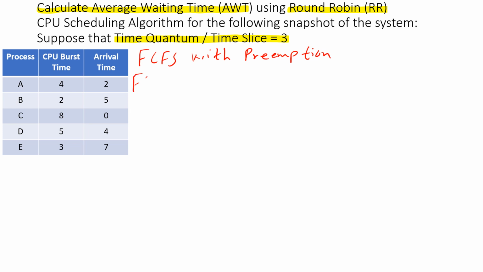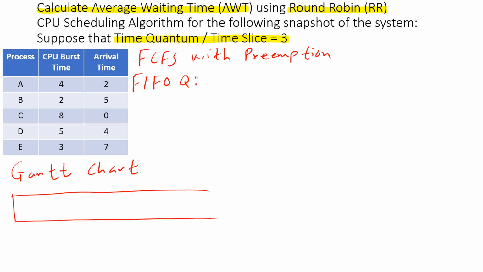And we are going to make use of a FIFO queue. And the order of execution will be shown through a Gantt chart. So we start at time 0, right? And at time 0, we have only one process, and that is C. So that is inserted into the queue. Since there is only one process in the queue, naturally that process will get CPU.